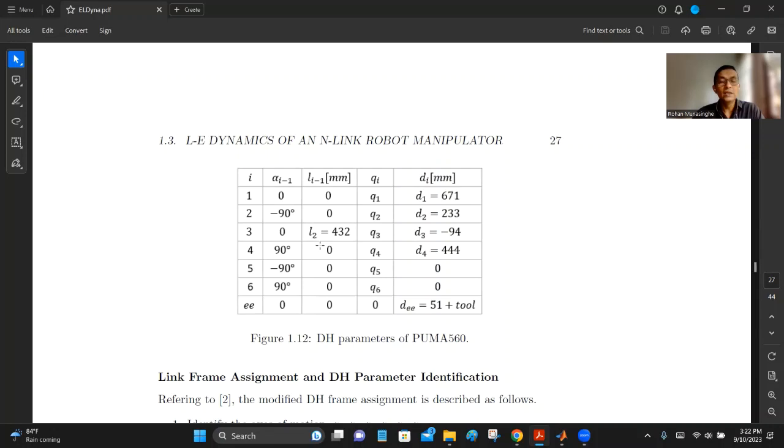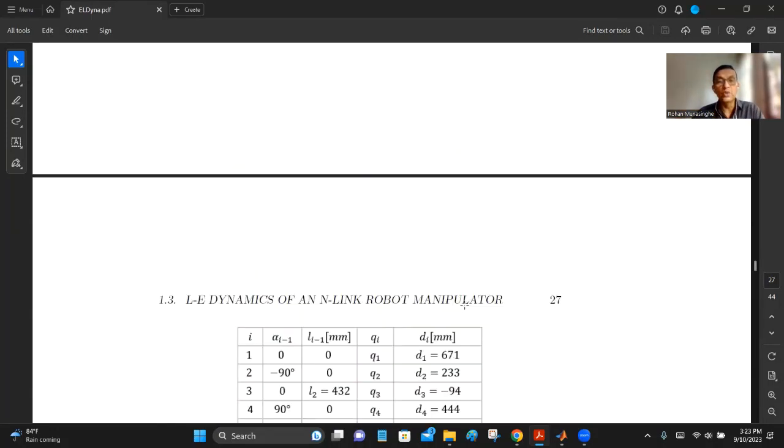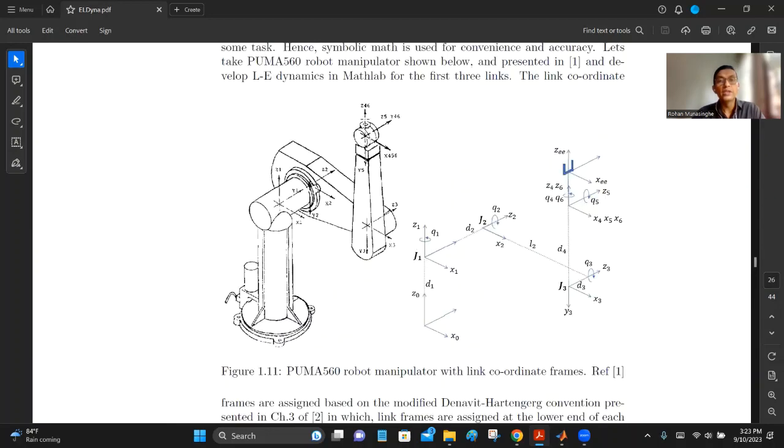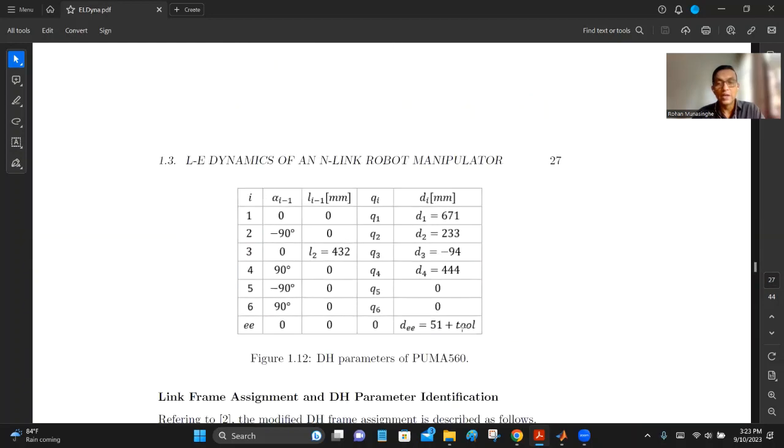As you can see, L2 is the link length over here. And these are the offsets, 671 millimeter, like that. And this is the end effector. If you want to put an end effector with a certain constant distance plus the tool, then at the end you will see this one right over here. This point, anything that you attach, will come like this as a joint offset, 51 millimeter plus whatever tool.